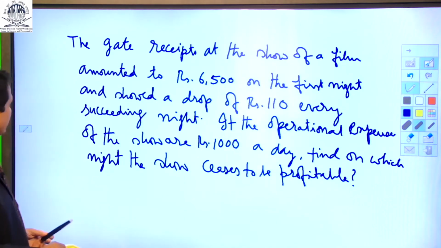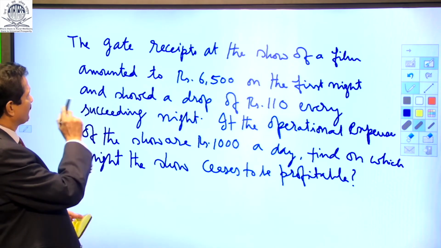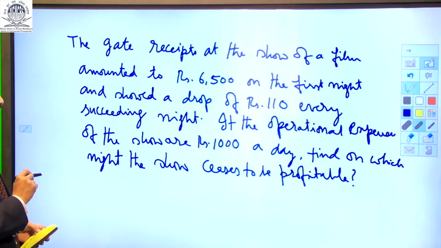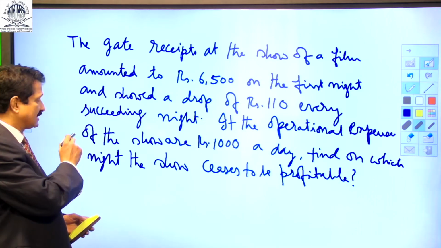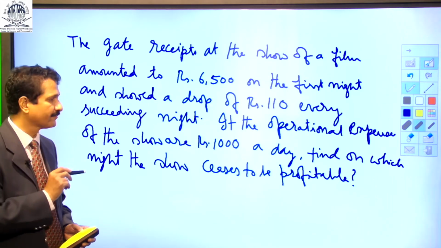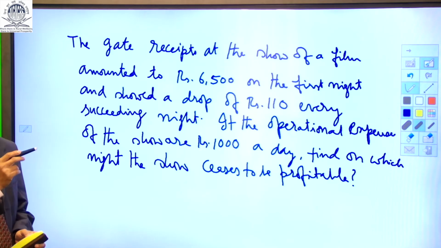The problem is, I read the problem here. The gate receipts at the show of a film amounted to rupees 6500 on the first night and showed a drop of rupees 110 every succeeding night. If the operational expenses of the show are rupees 1000 a day, find on which night the show ceases to be profitable.